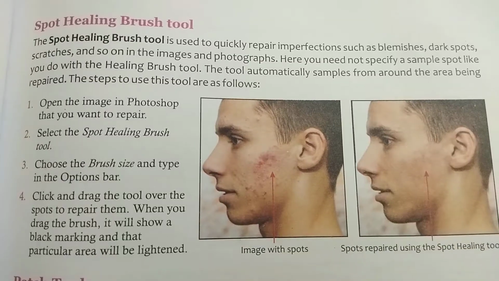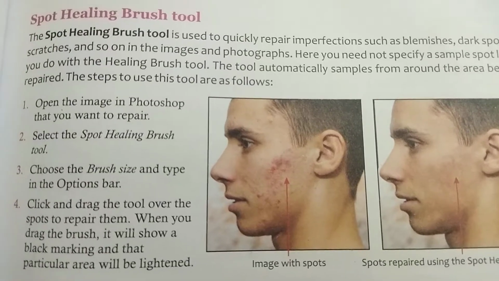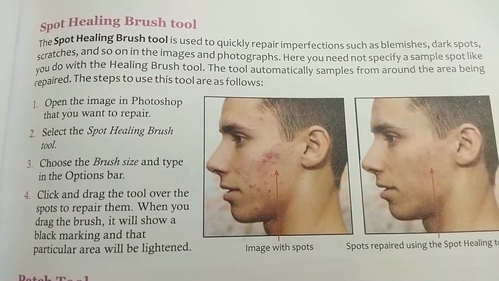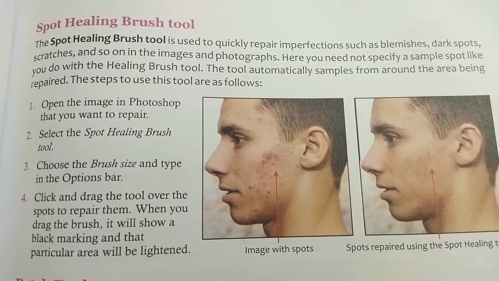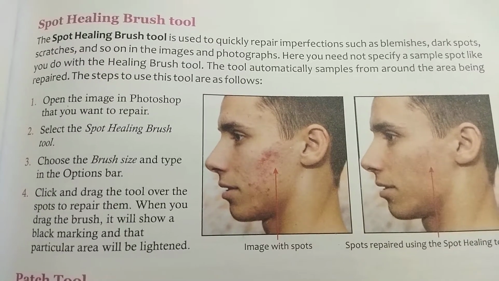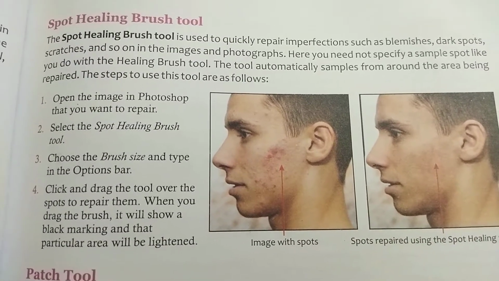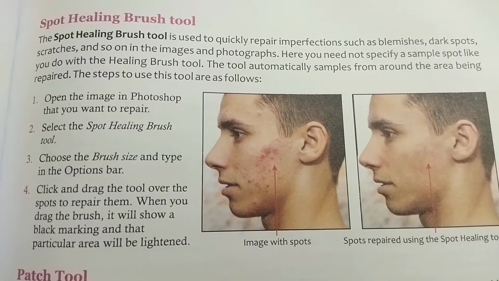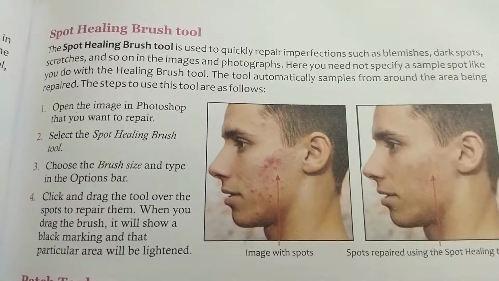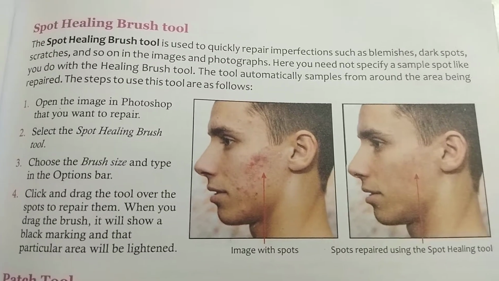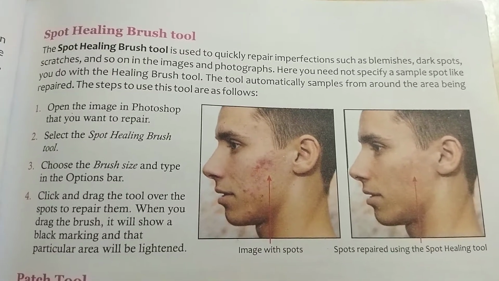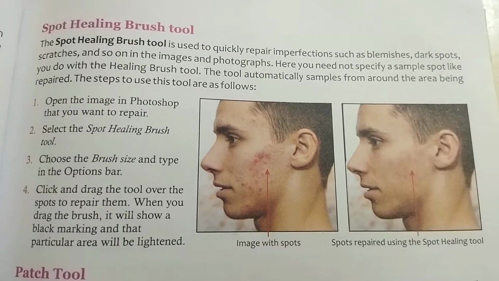Then the other tool is the spot healing brush tool in Photoshop. The spot healing tool is used to quickly repair imperfections such as blemishes, dark spots, scratches and so on in images and photographs. Here you need not specify a sample spot like you do with the healing brush tool. The tool automatically samples from around the area being repaired. Okay, students, so see the image with spots. After that you can see the spots repaired using the spot healing tool. So this is a picture showing the clarity achieved with the spot healing brush tool.